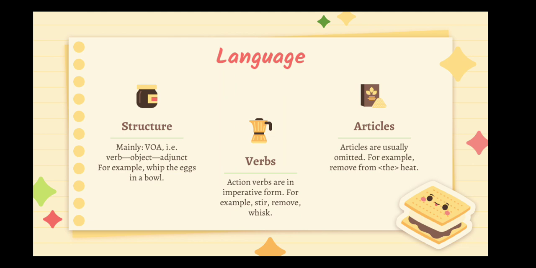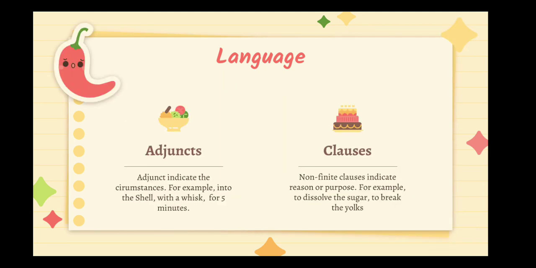Articles. Articles are usually omitted. For example, remove from the heat. So usually you would say remove from the heat, but in recipes you will not use the. Remove from heat. Adjuncts. Adjunct indicates the circumstances. For example, into the shell, with a whisk, for 5 minutes.